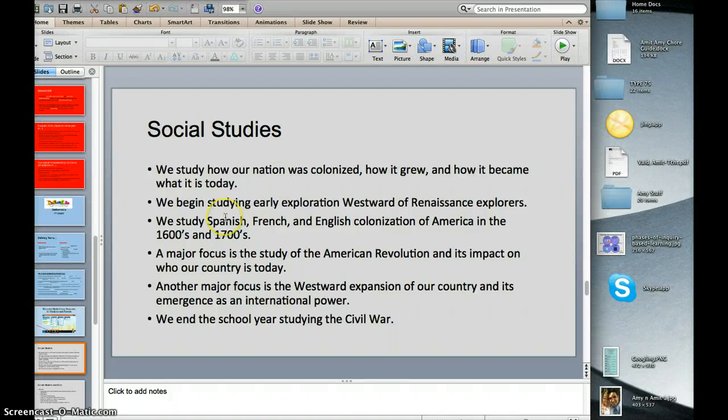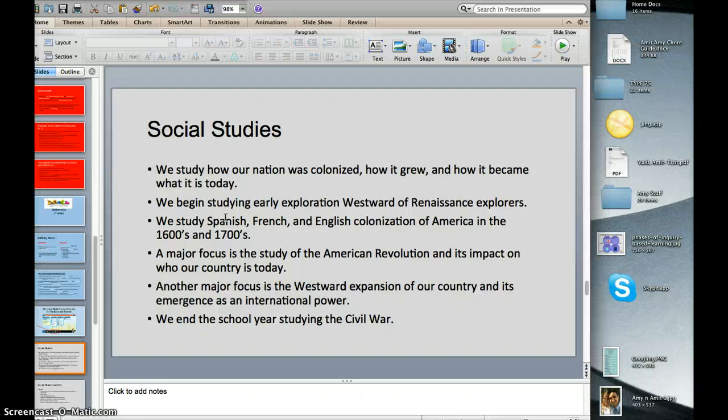But we begin studying early exploration westward of Renaissance explorers. Columbus is one, for example. And then we get into studying Spanish, French, and English colonization of America in the 1500s and 1600s.